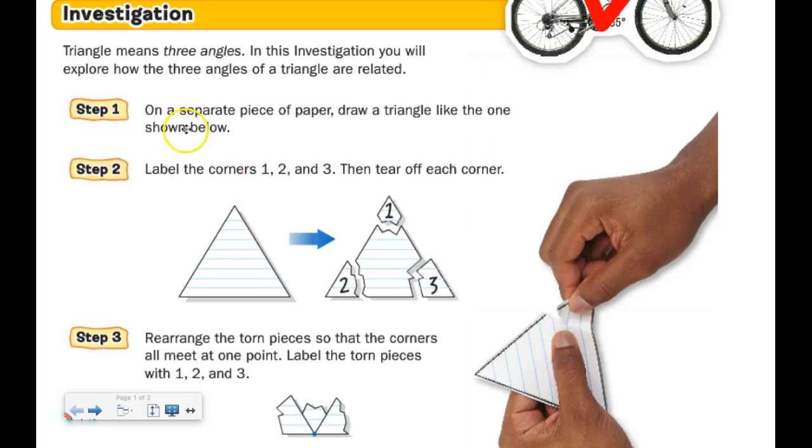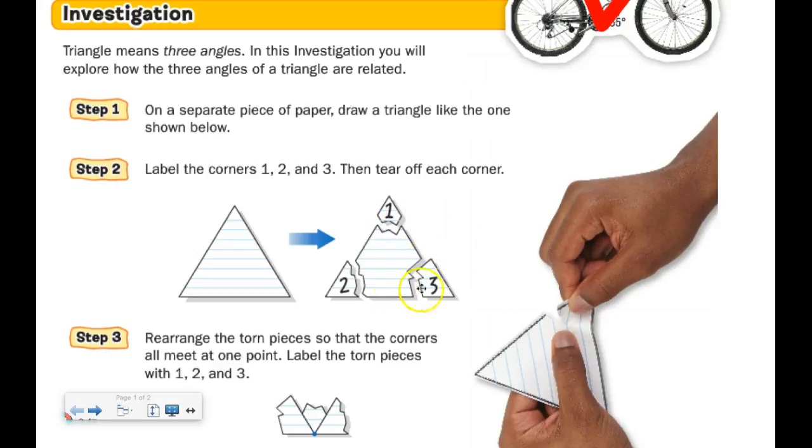With your piece of paper that you have, there is a triangle on it already. You are going to tear off the corners after labeling the corners 1, 2, 3. So take your triangle, write a 1 in the corner, a 2 in one of the corners, a 3 in one of the corners, and then don't be a clown about it, but tear the corners off. It doesn't have to be perfect. It can be jagged or whatever. Just try not to make a big mess.